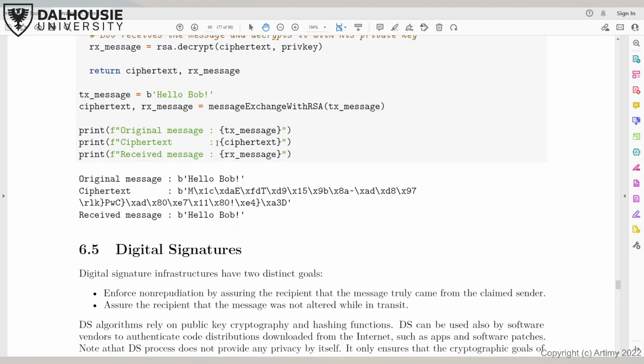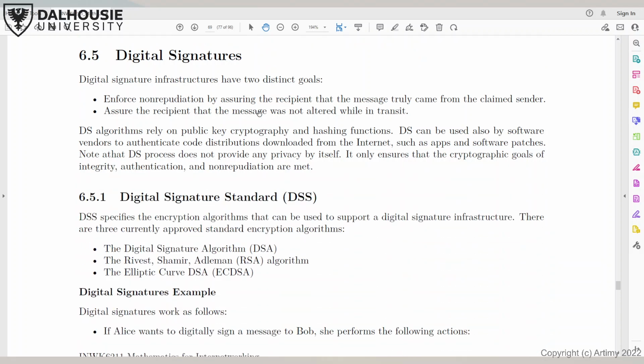So next, we're going to talk about digital signatures. As I mentioned before, when we talk about digital signatures, there are two goals. First one is the message: we ensure that the message is not being changed, is not being altered, right? The message could be sent as plain text. It doesn't have to be encrypted, but we make sure that nobody else changes it.